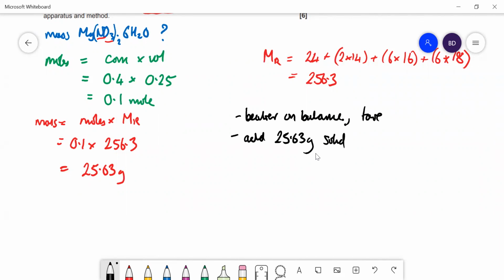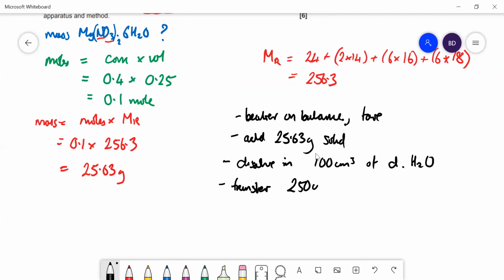Dissolve in about, not 250, in about 100 centimeters cubed of distilled water. Then you transfer that to a volumetric flask. Transfer to a 250 centimeter cubed volumetric flask. You've got to say a volumetric flask there, you won't get the marks. That's the only piece of apparatus you should use. A volumetric flask is one of those things like that, with a little mark on it at the neck.